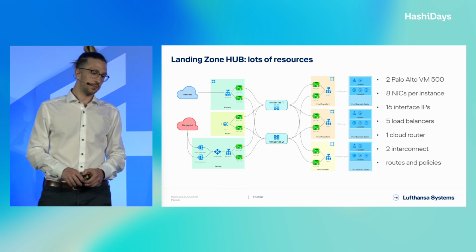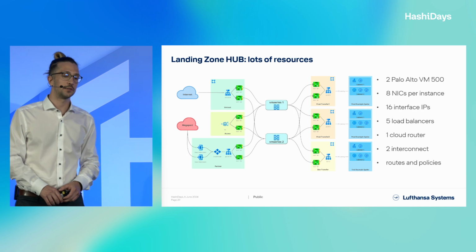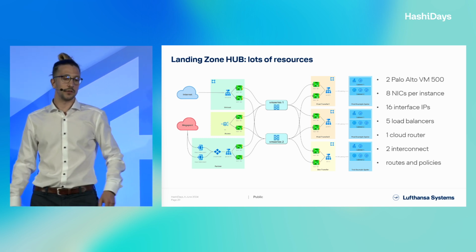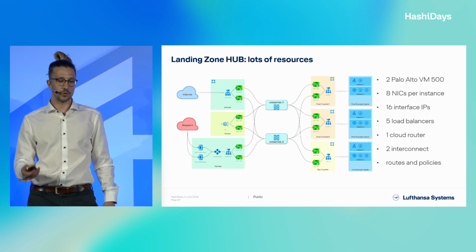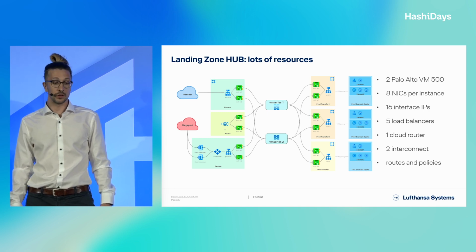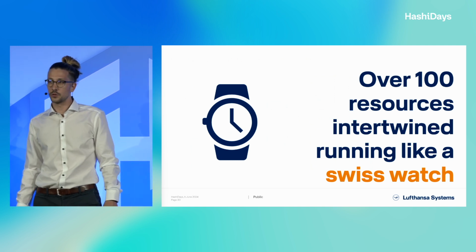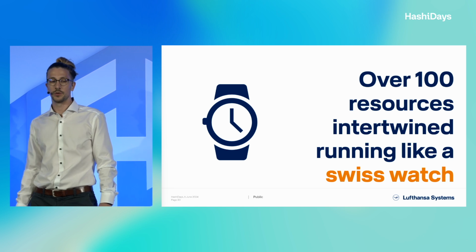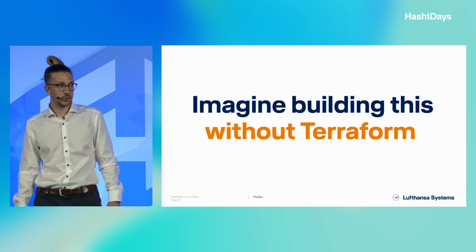Let's look at the details. You can see we have 2 Palo Alto VM500s. Each has 8 VPCs they're attached to. So 8 NIC per instance, 16 interface IPs, load balancers, cloud router, and we have a lot of routes and policies. That is a lot of resources. And these resources only make a working landing zone hub if they're correctly configured. So imagine building this without Terraform.